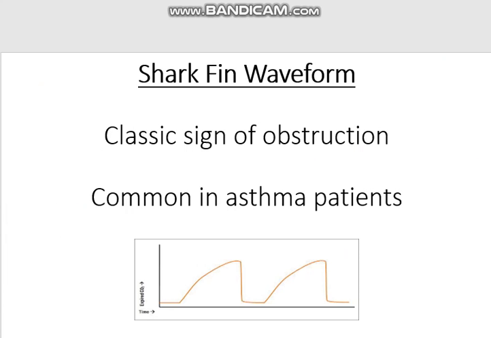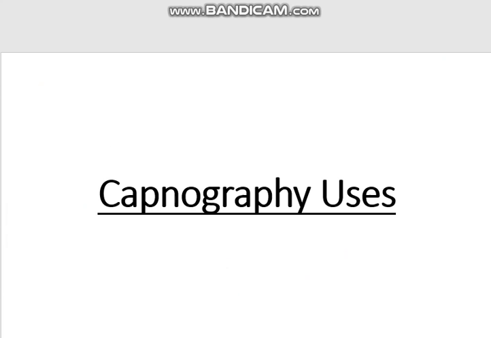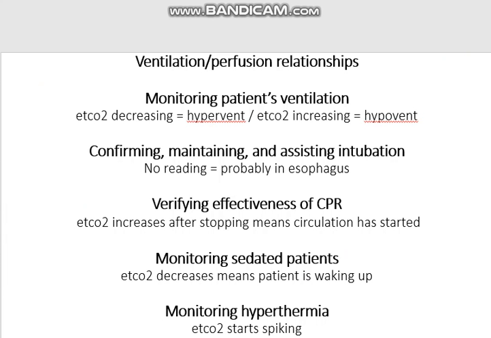The shark fin waveform is a classic sign of obstruction and is common in asthma patients. The main capnography uses are for seeing ventilation and perfusion relationships and monitoring the patient's ventilation, in which case if their EtCO2 is decreasing they are hyperventilating, or if their EtCO2 is increasing they are hypoventilating.